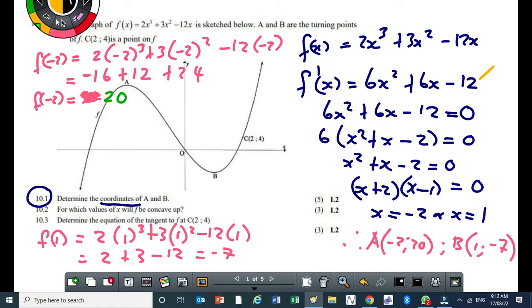Can you write quickly? Are you following me? We are mainly concerned with the x values at the what? At the turning points. Yes.